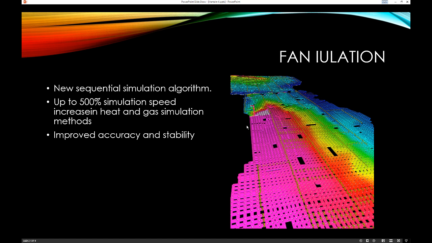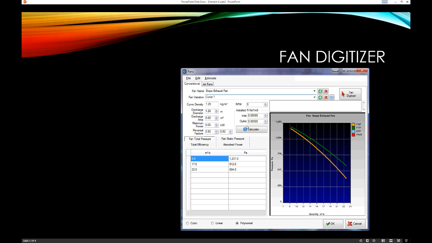Okay, one nice feature that we've put in, and we've had some great feedback with this feature, is what we call the fan digitizer. On the previous versions of Ventsim, we had to put in the fan curves point by point, by looking at the fan curve sheet from the manufacturer, estimating the quantity and pressure of different points along that curve, and then typing those into the grid.